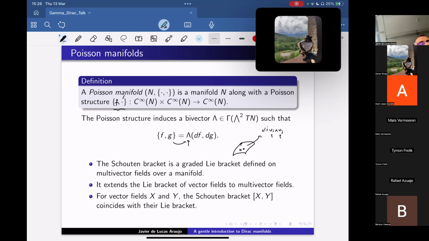Now, the fact that this is a biderivation tells you that you have a bivector field, but the Poisson bracket satisfies other properties. These properties are that it is antisymmetric, that it is a bivector, and the other one is that it satisfies the Jacobi identity. So somehow we have to encode in this bivector field the fact that the Poisson bracket satisfies the Jacobi identity. And this is done by means of the Schouten bracket, the Schouten-Nijenhuis bracket.